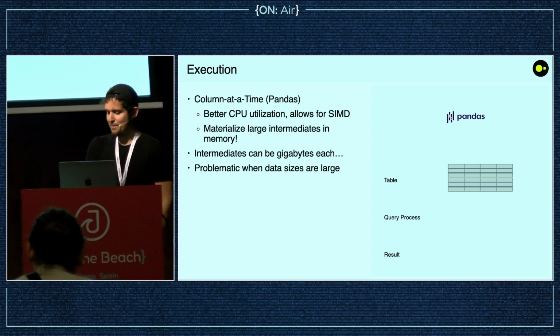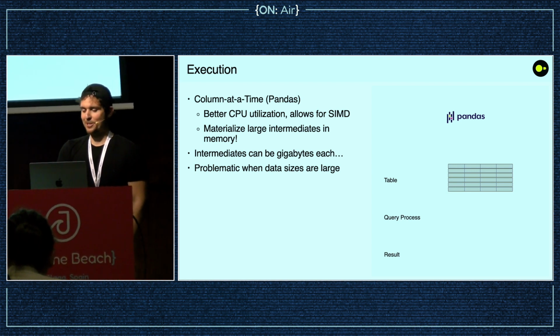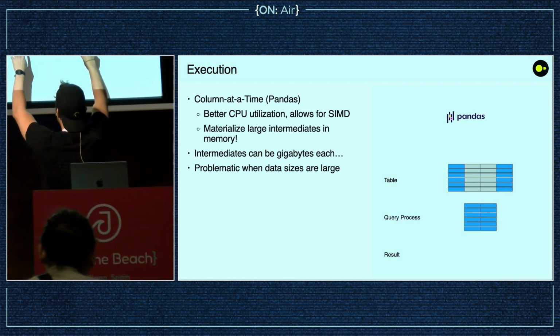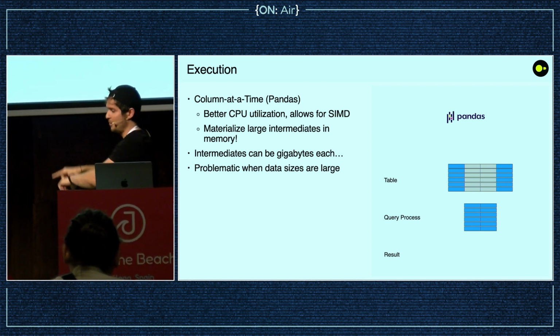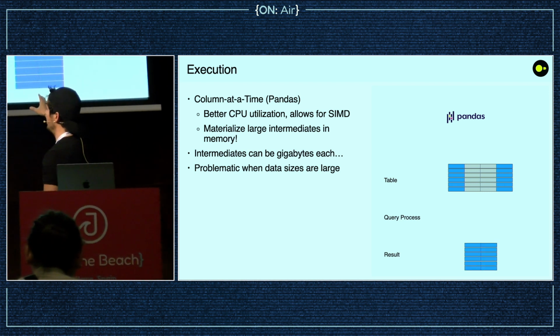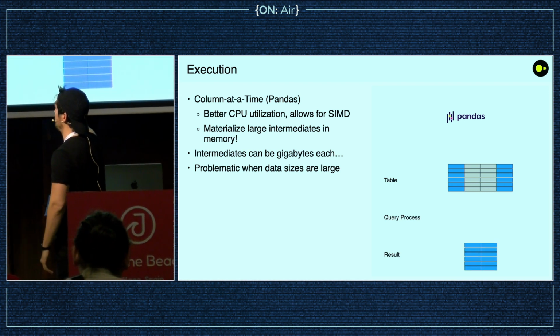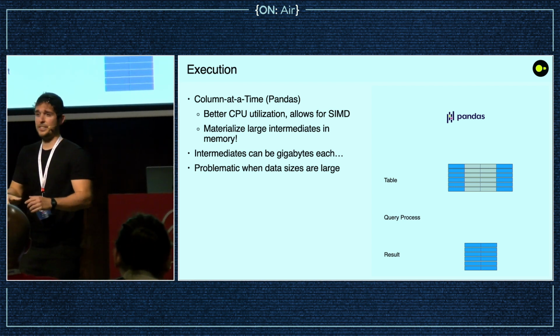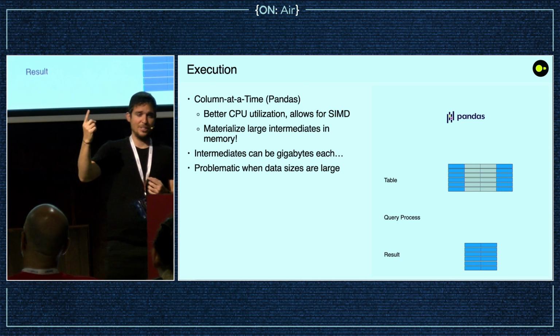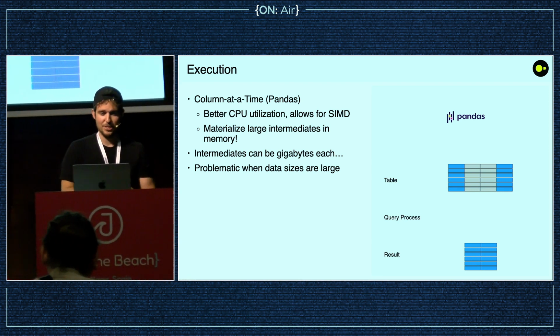The column at a time is kind of the opposite of the row. So again, you're just going to take the columns you're going to use. At every node of your plan, you're going to execute them fully until you get the results. And that has significantly better CPU utilization. It uses the cache way better. It allows for SIMD, so you can do 1 instruction on a bigger chunk of your data.